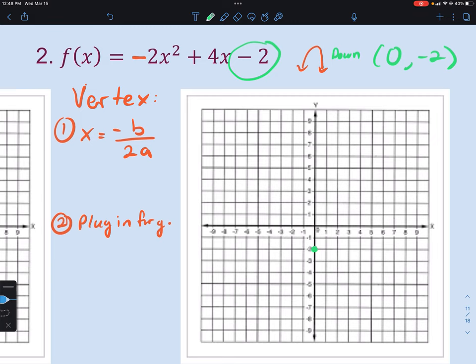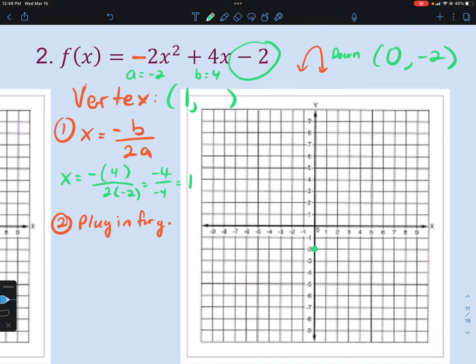I'm going to plug this in. My a value is -2, and my b value is 4. So when I plug this in, I'm going to get the opposite of b over 2 times a. And I used the wrong number there, of course, because it's my brain. So b is 4. So we're going to get -4 divided by -4, which is just 1. So the first part of our vertex is 1.